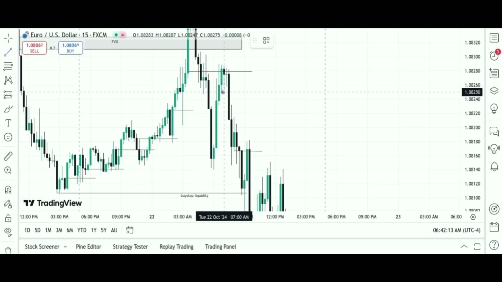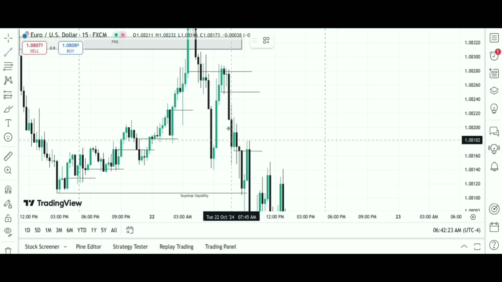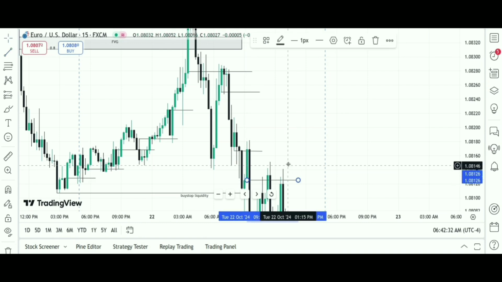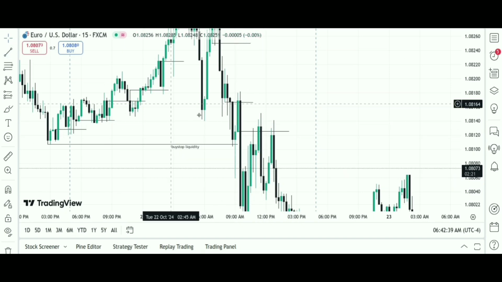Also, this is the last up close candle before this bearish move, but most of the time the market doesn't retrace back to this level. So I'm not going to skip that one. So this is the last up close candle before this bearish move. You can see the market retrace back to this level and move to the downside.